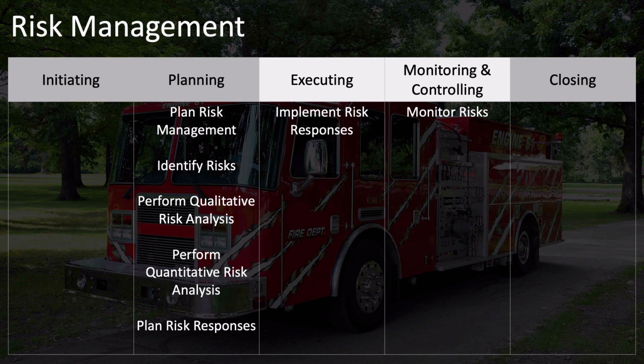Now for the executing and monitoring and controlling process groups, we have only two processes, one in each group. Implement risk responses, which implements those that were planned in the plan risk responses process. And then monitor risks in the monitoring and controlling process group.